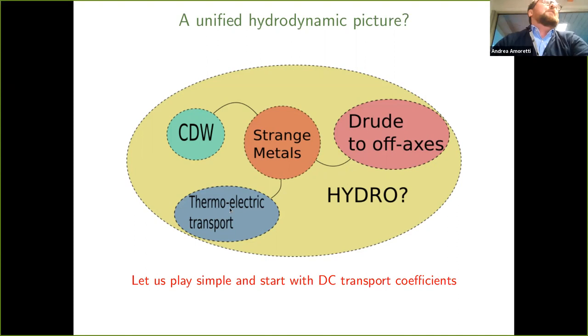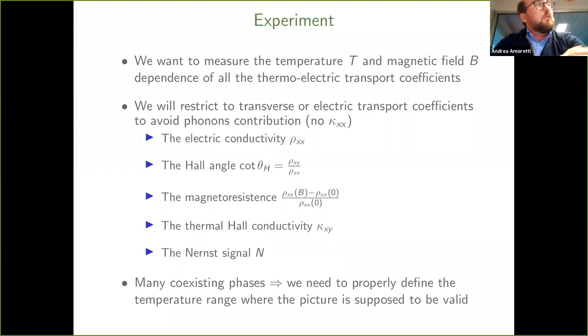unified picture. And so what we have done, together with experimentalists in Dresden and in Genoa, was at first to try to look only at the DC transport properties. In particular, what they did was to measure five of these DC transport coefficients. Some of them were known for a while, even in this system, like the resistivity, which was linear as known. The Hall angle was measured a while ago. Also, probably the magnetoresistance was measured before. Actually, what wasn't really measured with care was the thermal Hall conductivity in this system, which was new, that they measured expressly, and the Nernst signal.